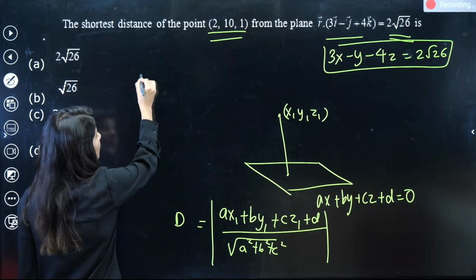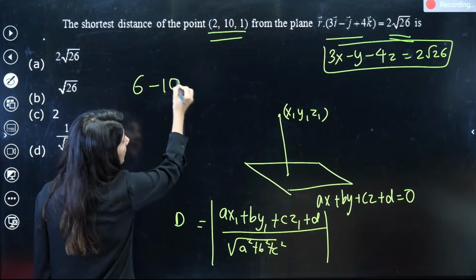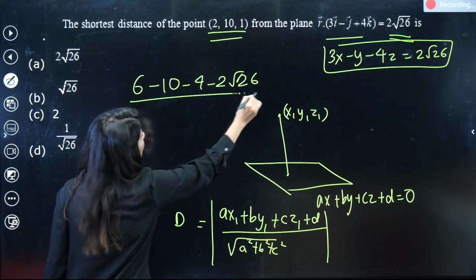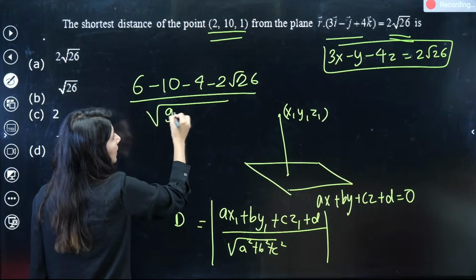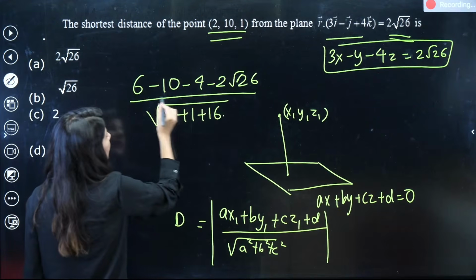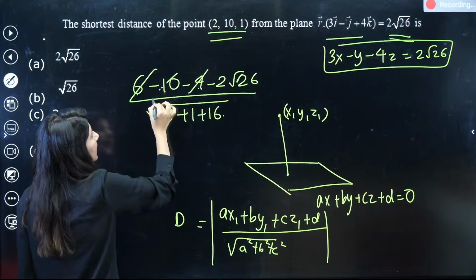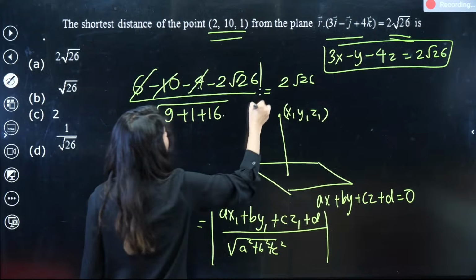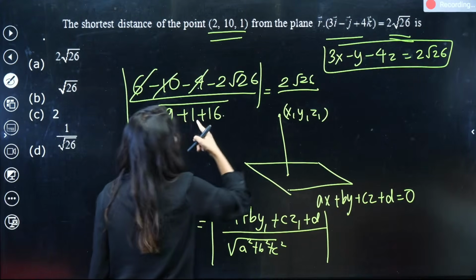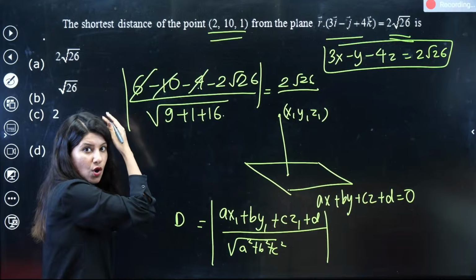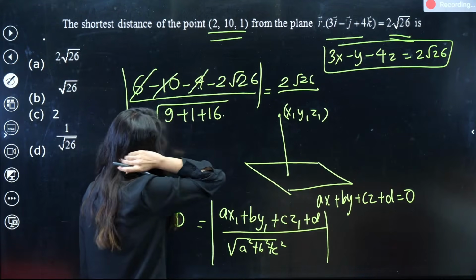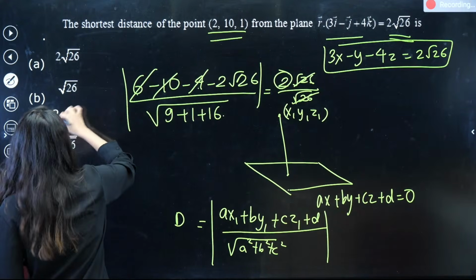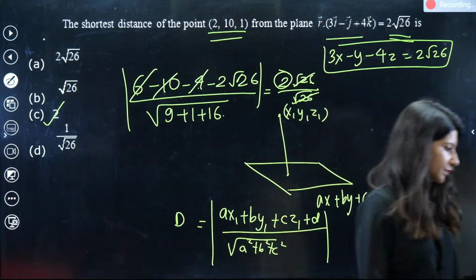So that would be 3 twos are 6 minus 10 minus 4 minus 2 root 26, whole upon the square root of 3 square 9 plus 1 plus 4 fours are 16. Can you see, 6 plus 4 is 10, 10 minus 10 is gone. So this is 2 root 26 because the modulus is there, whole upon what do you get? 16 plus 1 is 17, 17 plus 9 is 26. So root 26. So can you see 2 is the correct answer of this particular question?